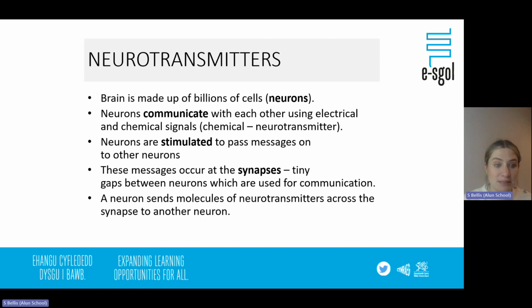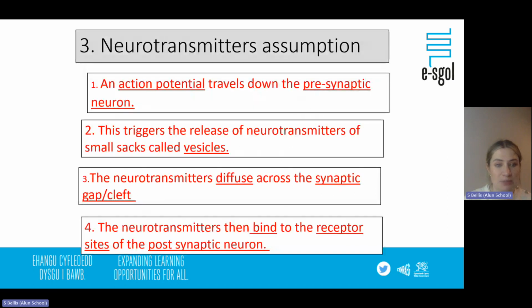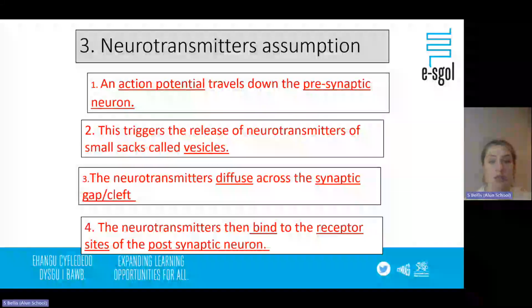And you need to know the process of synaptic transmission, which I like to teach in a 4-stage process. So an action potential travels down your presynaptic neuron. Now I have got a diagram which I'm going to show you, which hopefully will put this into a little bit more context. It triggers the release of neurotransmitters in small sacs called vesicles.